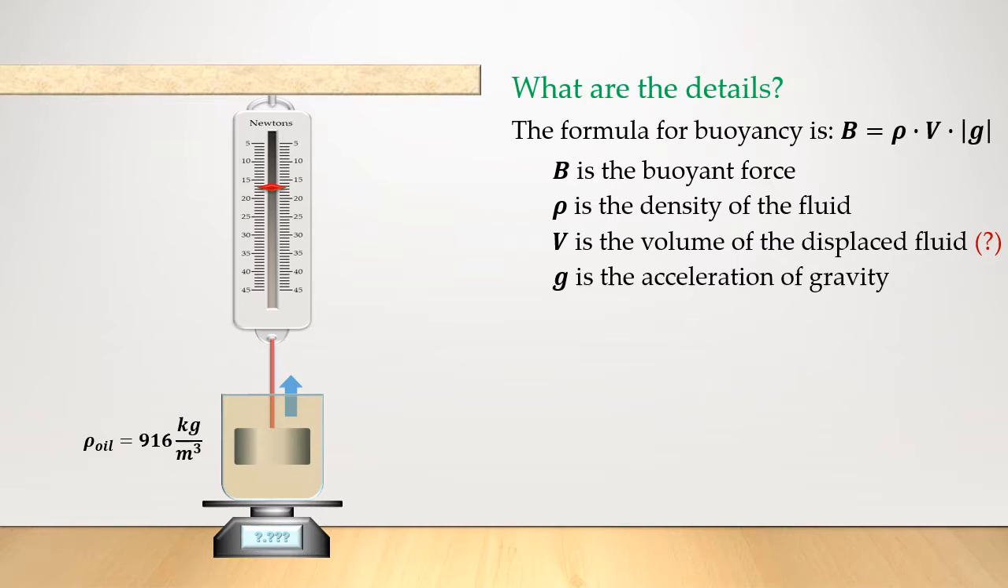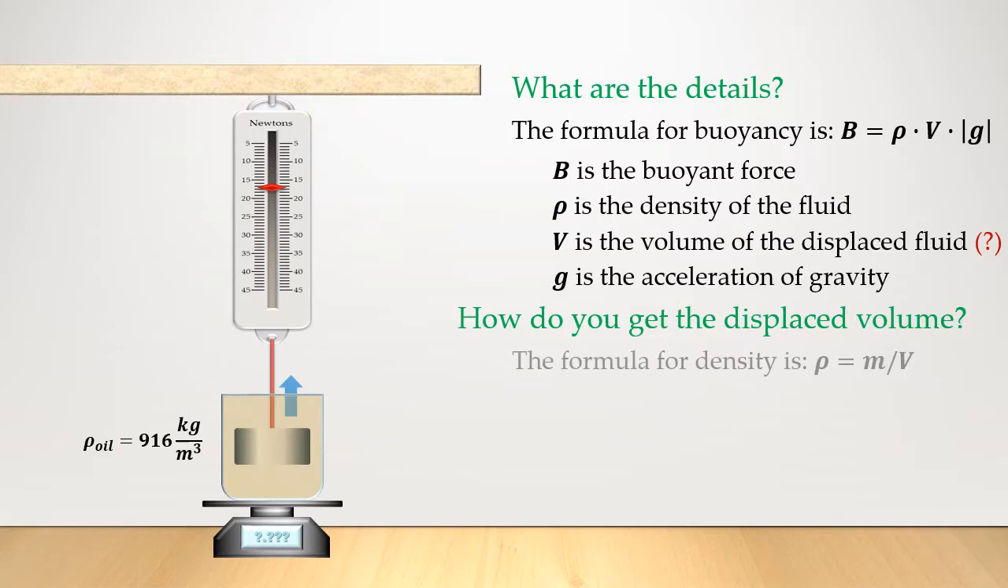And of course, the g is the acceleration of gravity. So first of all, let's see how we get that displaced volume. Well, one thing that you can know is that the formula for density of anything is equal to its mass divided by its volume. So if we take that formula and do a little bit of algebra on it, we can solve for the volume and say that the volume is equal to the mass of something divided by its density.